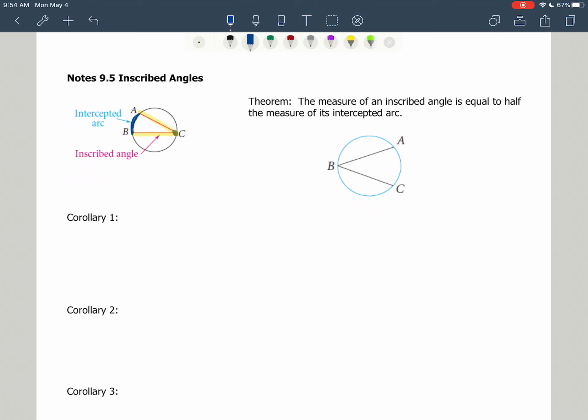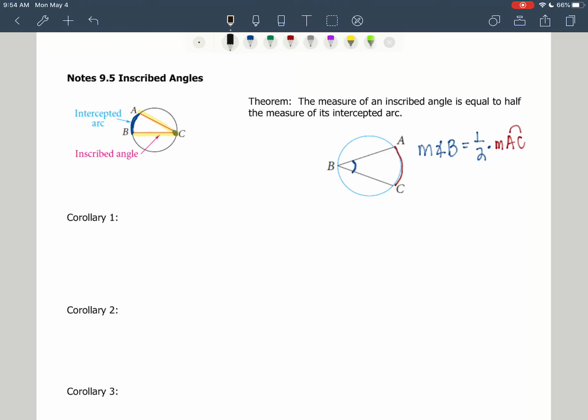Now, there's a few important facts here that I'm going to give you. There's 4 of them. There's this theorem. The theorem says that the measure of the inscribed angle, which is angle B, is going to equal 1/2 the measure of the intercepted arc. So this angle is going to be half of the arc. So if the arc is 50 degrees, the inscribed angle is going to be 25 degrees.